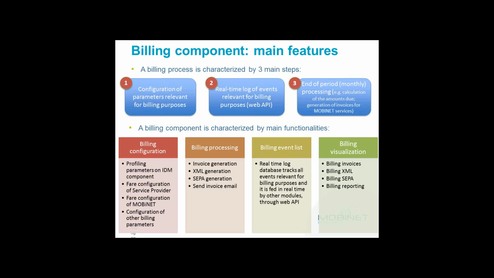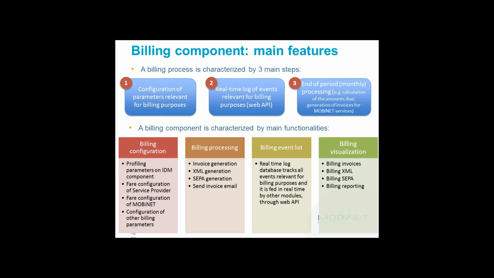The billing processing is the main functionality, and includes the generation, so the calculation of all parameters, and then the generation of the invoice. An XML file includes all data available and useful for the generation of invoice. The SEPA file for the amount due to the MOBiNET administrator, and a tool to send the invoice via email.